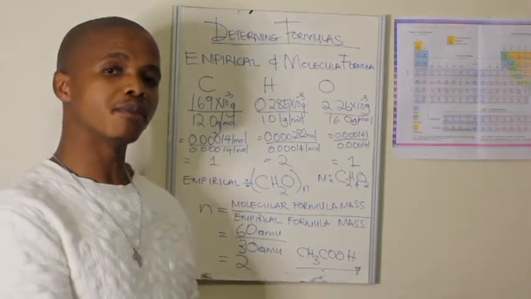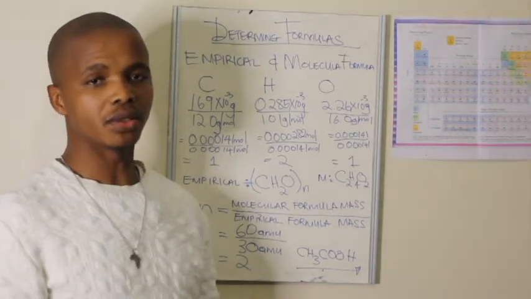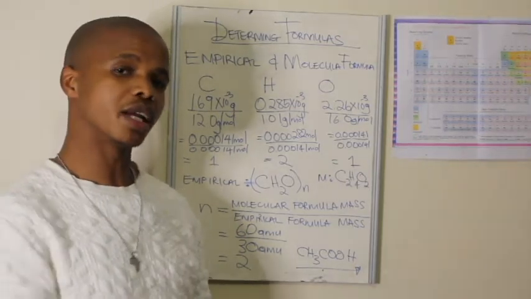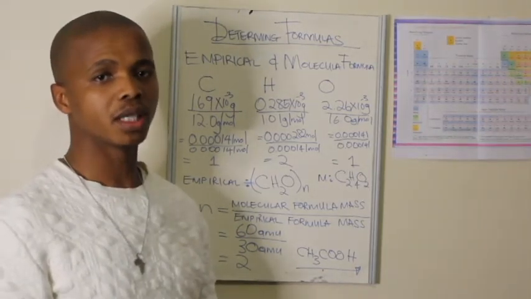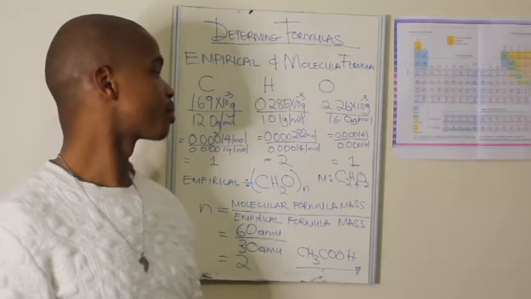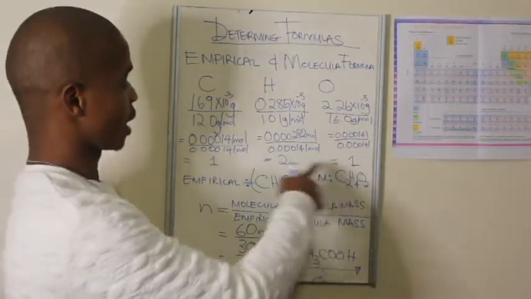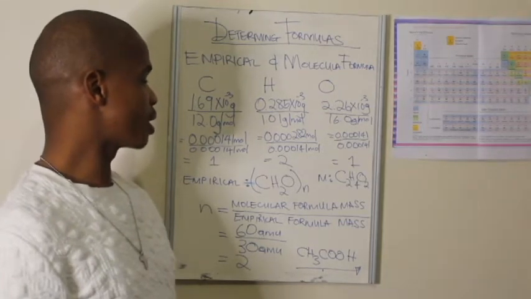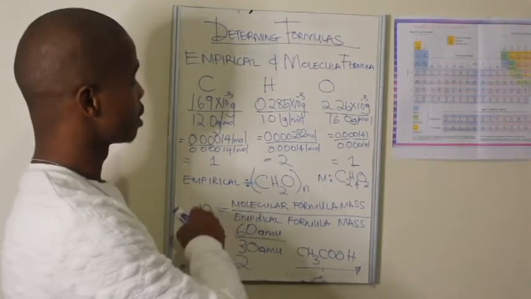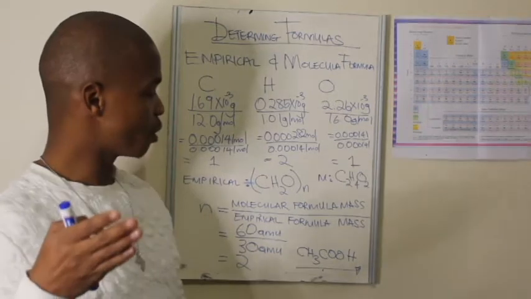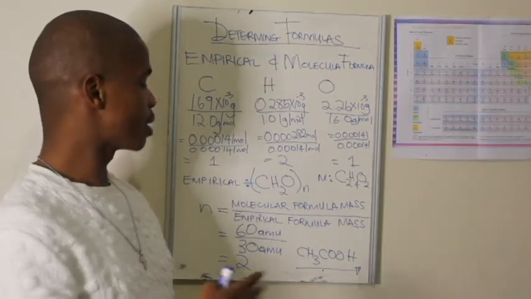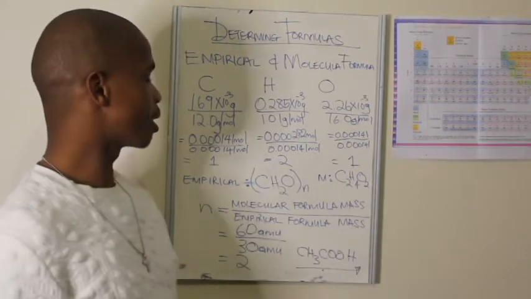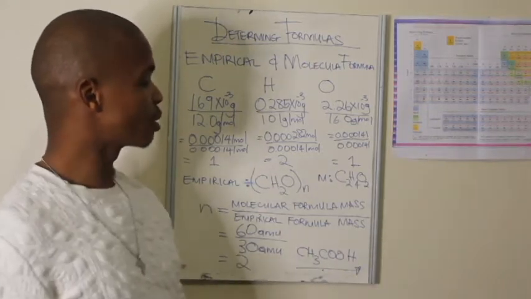Once you have the number of moles, you divide by the smallest number of moles, and then it gives you the ratio of your moles. Once it gives you your ratio of your moles, you have your molecular formula mass. You multiply it to your empirical formula, you get your molecular formula.